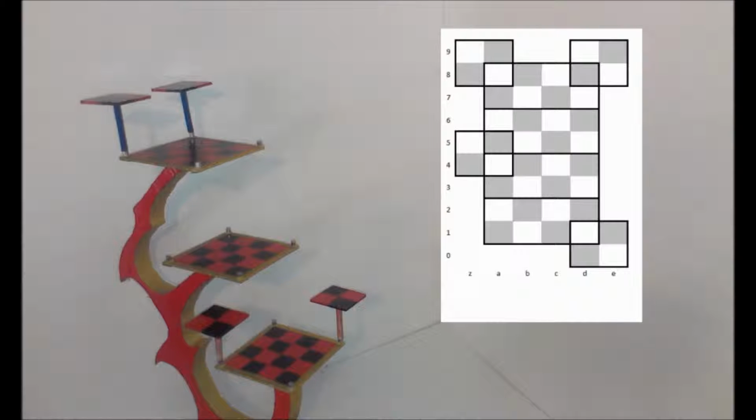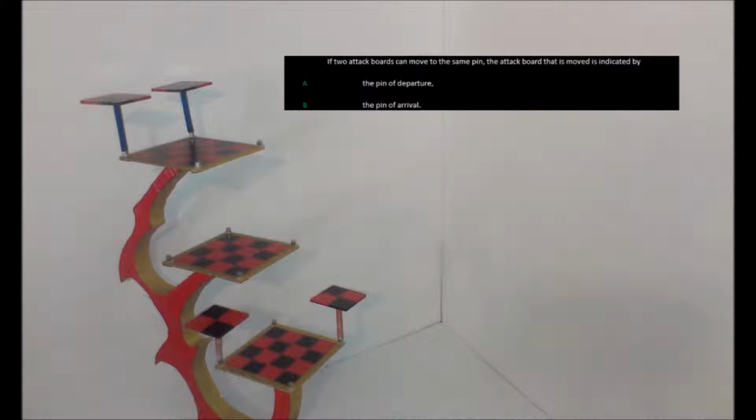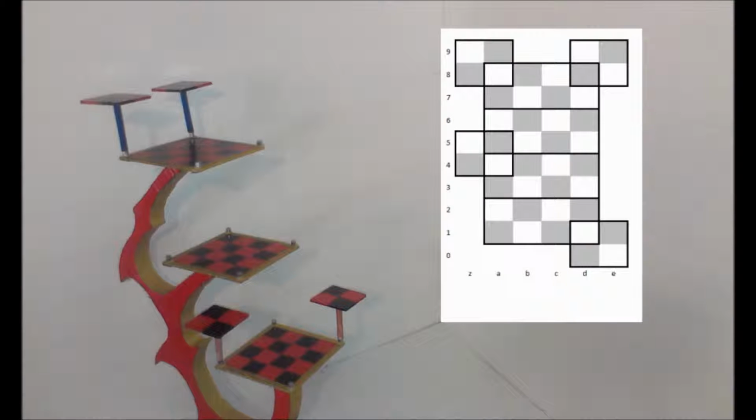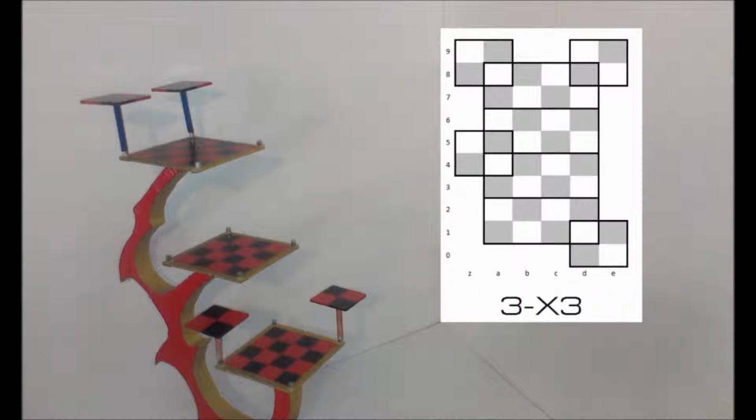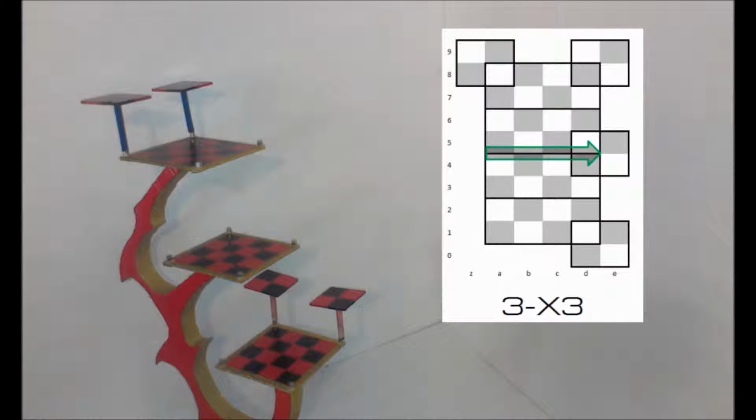If two attack boards can move to the same pin, the attack board that is moved is indicated by: A, the pin of departure; B, the pin of arrival. Example, if there are attack boards on pins XK1 and XQ3, and one of them moves to XK3, the notation for white's move is either 1 X3 or 3 X3, as the case may be.